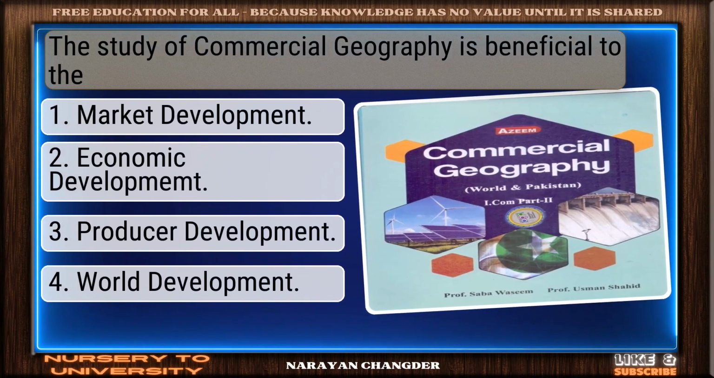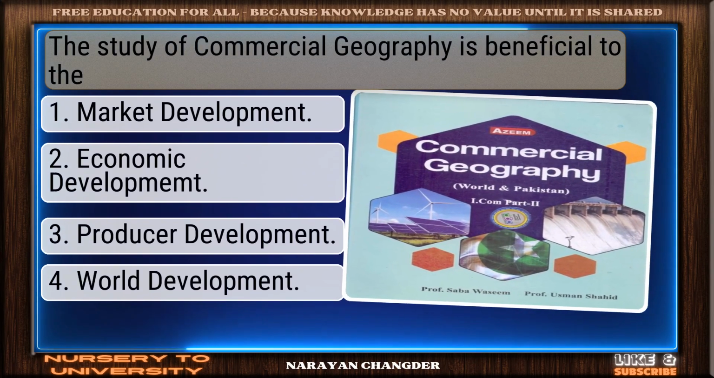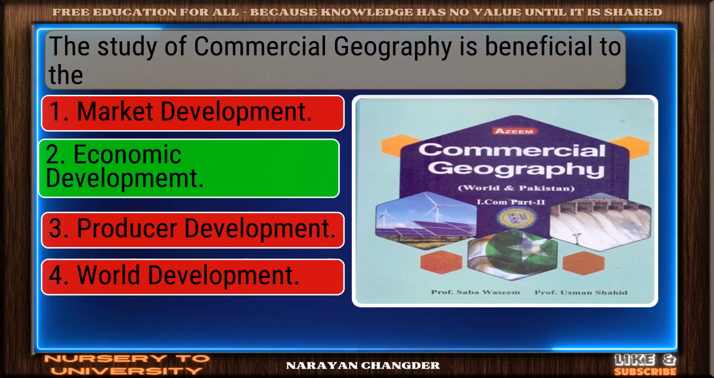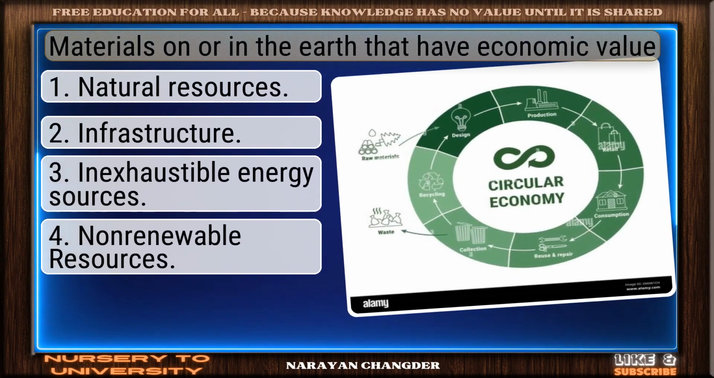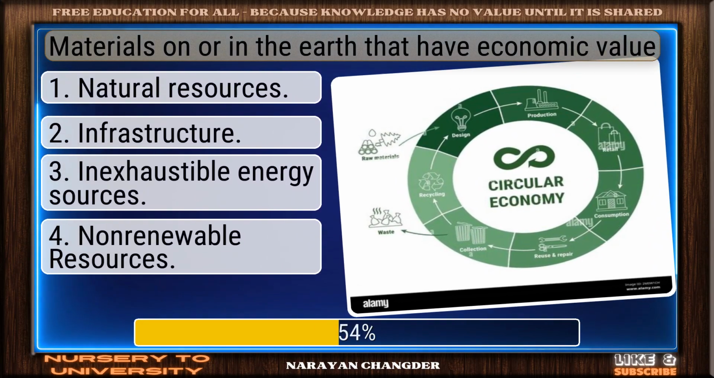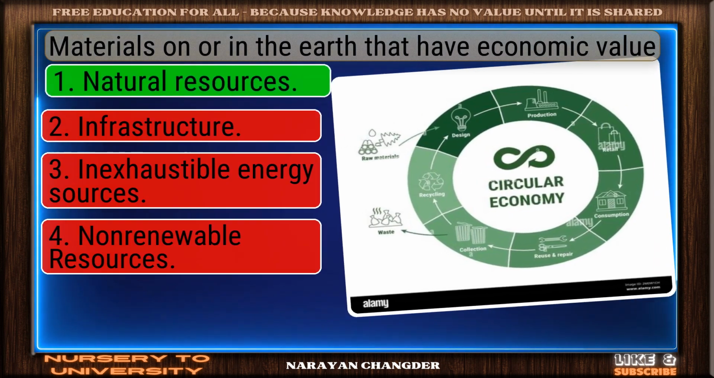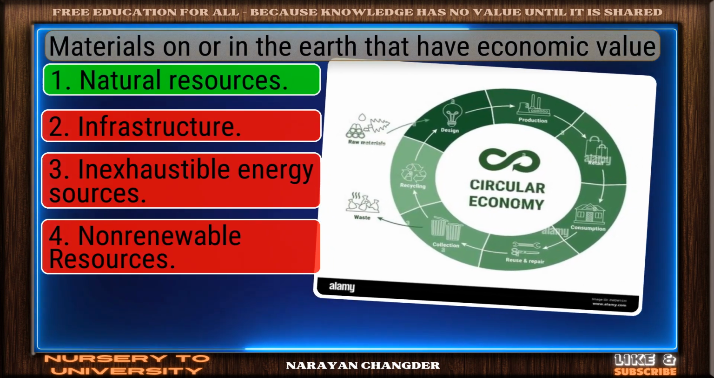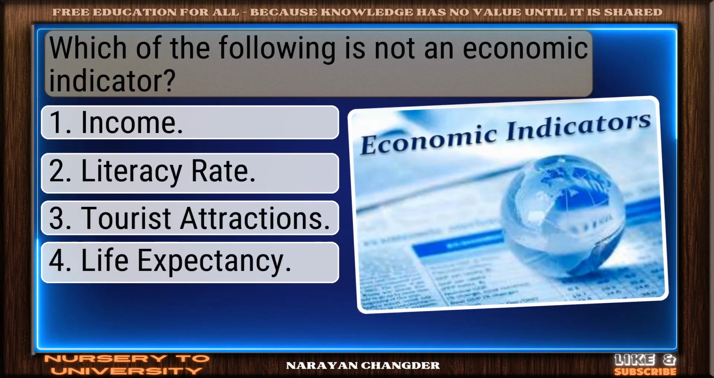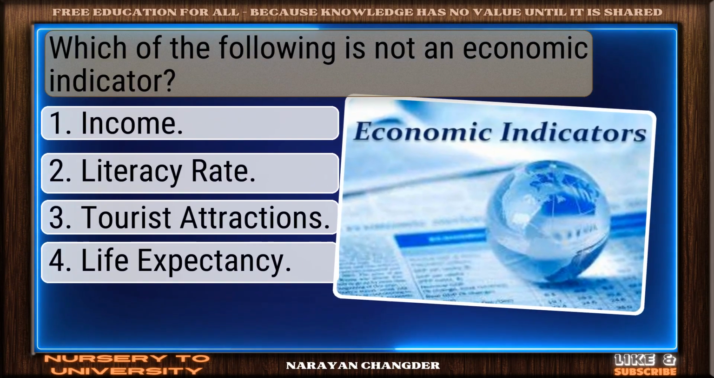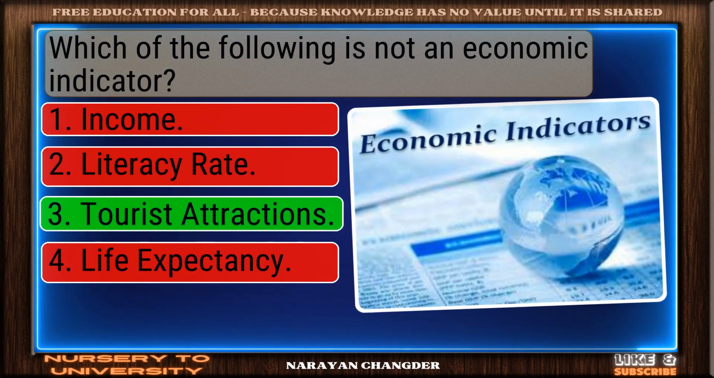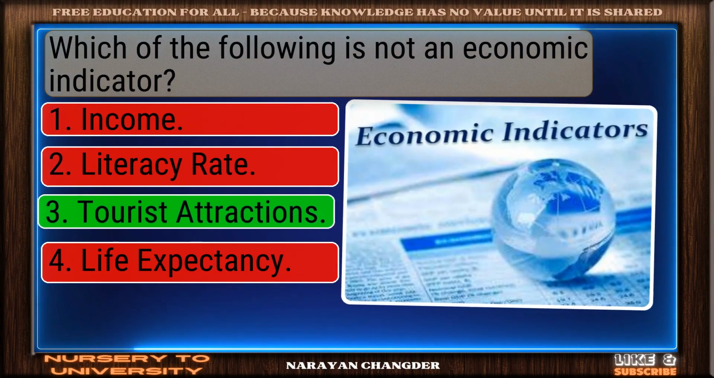The study of commercial geography is beneficial to the. Nicely done. Economic development is a solid answer. Materials on, or in the earth that have economic value. Clear logic. Your choice natural resources is sound and 100% true. Which of the following is not an economic indicator? Correct response. Tourist attractions is the most accurate answer.